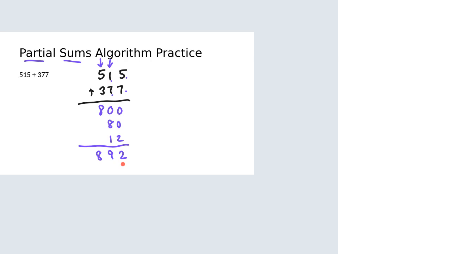Any questions about the partial sums algorithm? And you're allowed to make comments too. Like, I think starting in the hundreds place makes a ton of sense. Or, I don't like this so much. You're allowed to think those things. You're allowed to say those things. The next one coming up, I think you'll like very much.